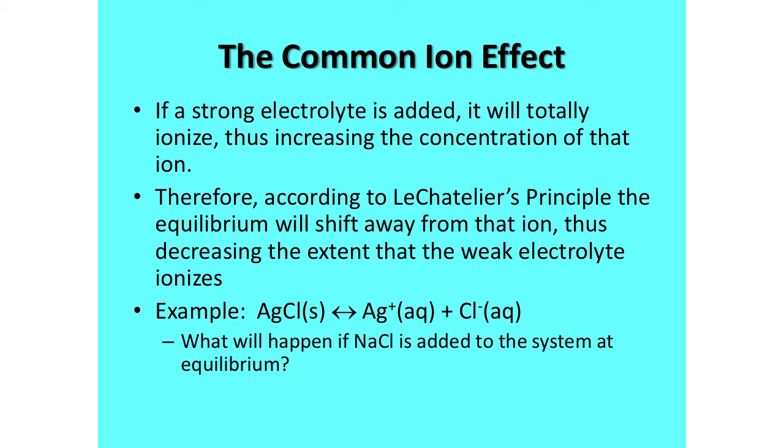So if we have this example here, we have silver chloride ionizing to make the silver ion and the chloride ion. If we add NaCl, so we have water because it's an aqueous solution, we would really be adding the sodium ion, which is not going to impact the equilibrium at all, and the chloride ion, which will impact the equilibrium. So if we added NaCl, that would increase the concentration of the chloride ion, which would then cause the reverse reaction to occur.